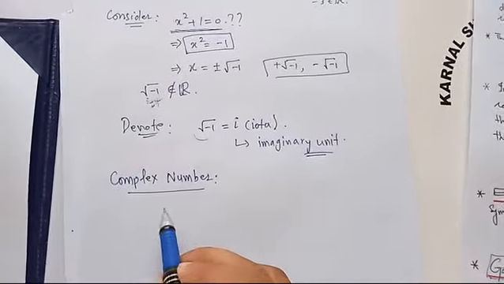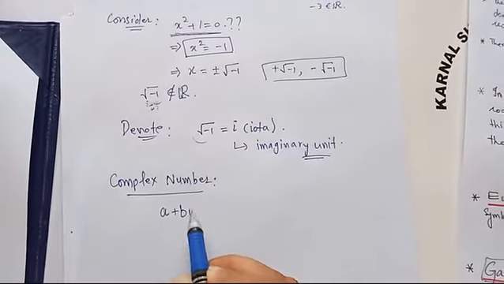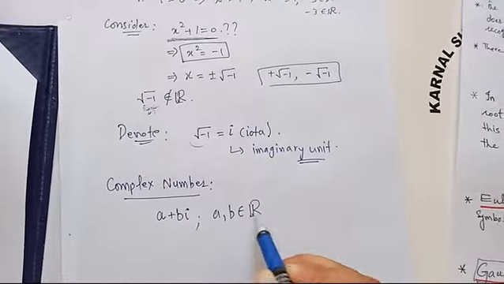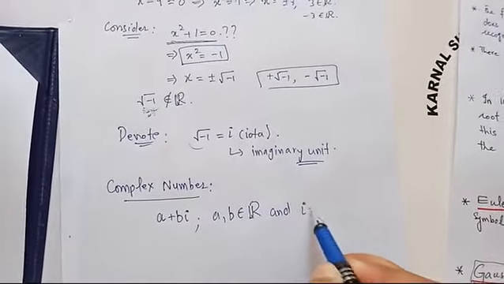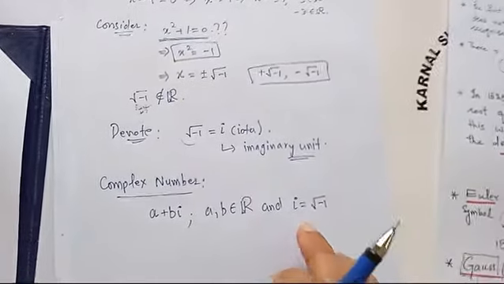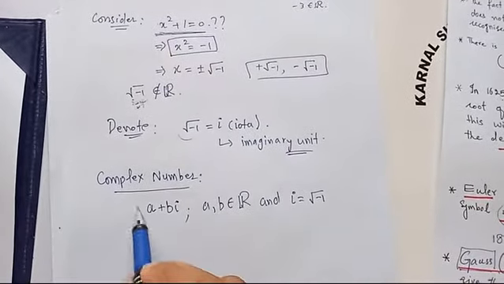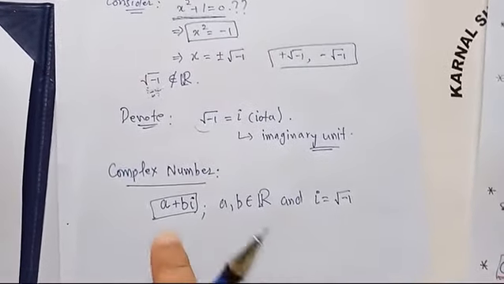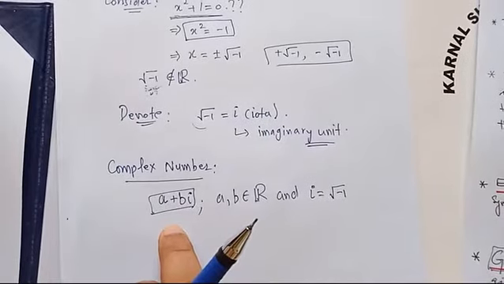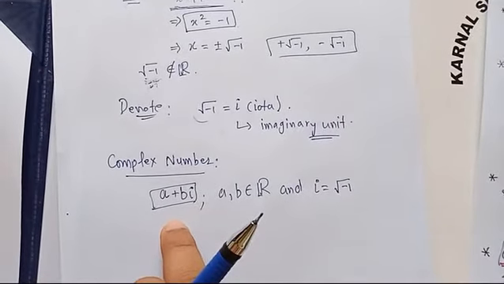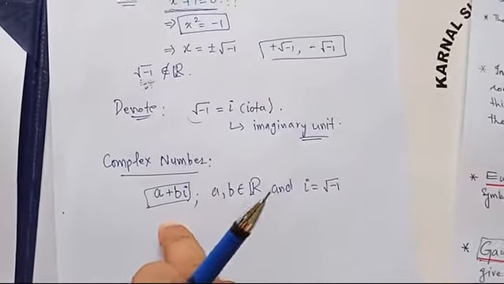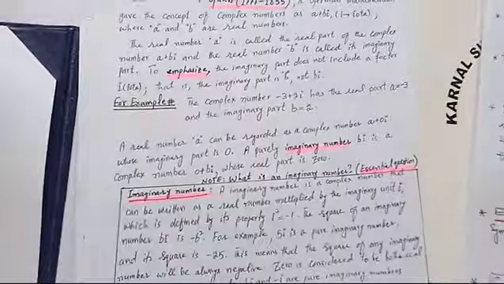A number written in the form a plus b iota, where a and b belong to the set of real numbers and iota is equal to the square root of -1, the imaginary unit. If a number is written in the form a plus b iota, then such a number is called a complex number. So, coming towards the definition.